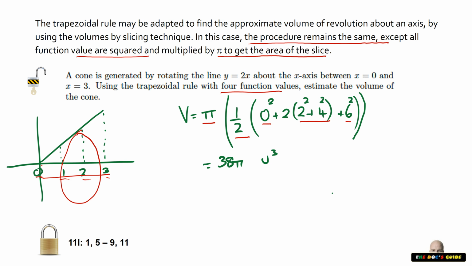So have a go at these, but before you do that, again, what is the big idea about the trapezoidal rule? What do we use it for? What's the formulation? How do we apply it to finding areas? And how do we apply it to finding volumes? And then go for it.